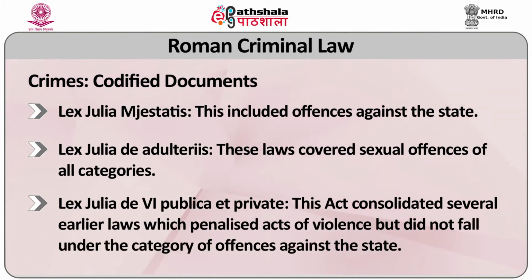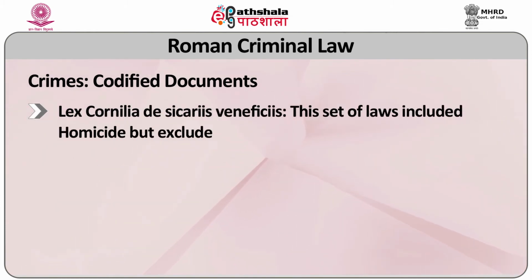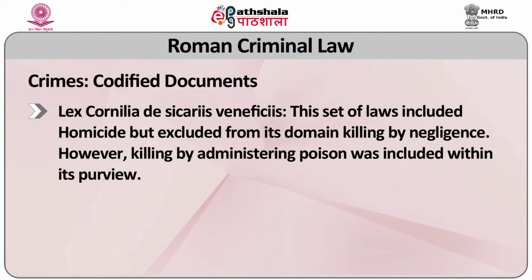The Act consolidated several earlier laws which penalized acts of violence but did not fall under the category of offences against the state. The next set of such laws were Lex Cornelia de Sicariis et Veneficis. This set of laws included homicide but excluded from its domain killing by negligence. However, killing by administering poison was included within its purview.